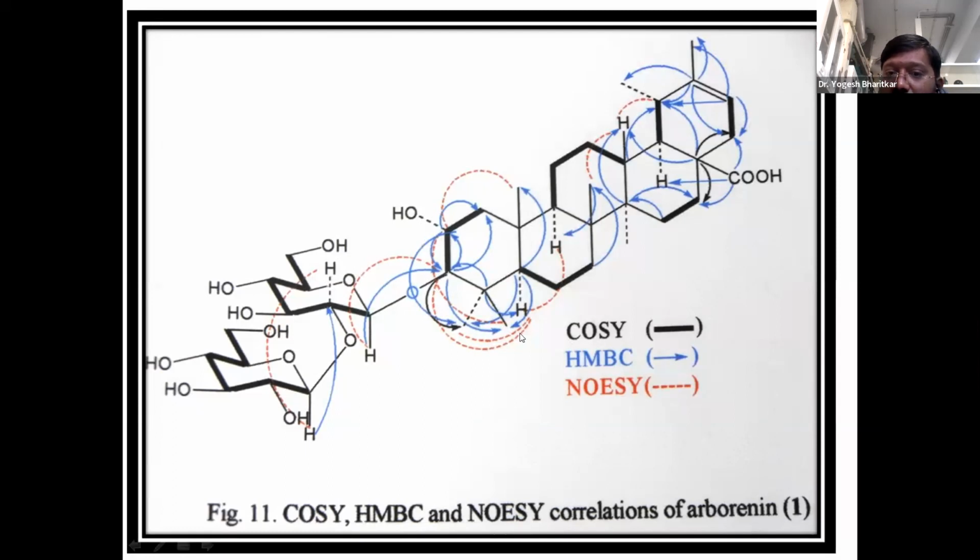And likewise many NOESY signals: this proton and this proton we get a NOESY relationship, meaning these protons are present in the same plane, the same phase. So we can say these are the cis or syn protons. From this information, we can say axial or equatorial presence, and the stereochemistry of the molecule we can identify with the NOESY experiment.